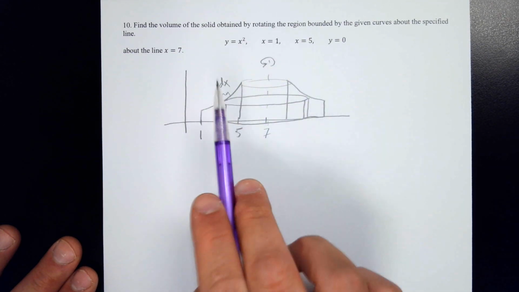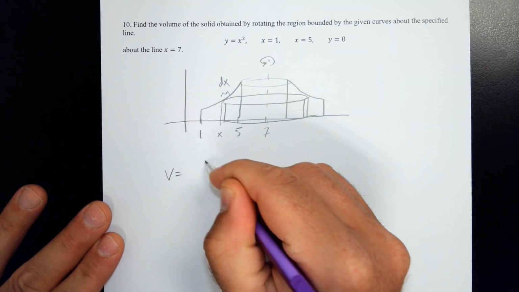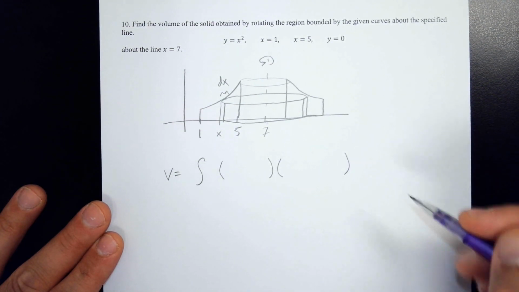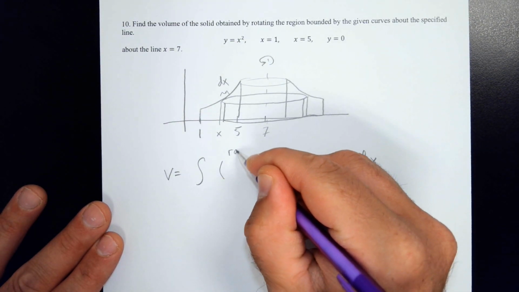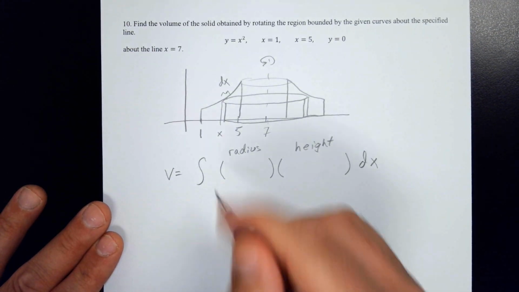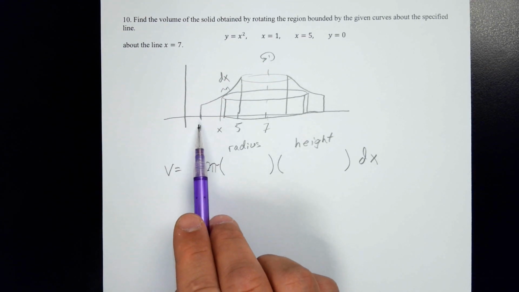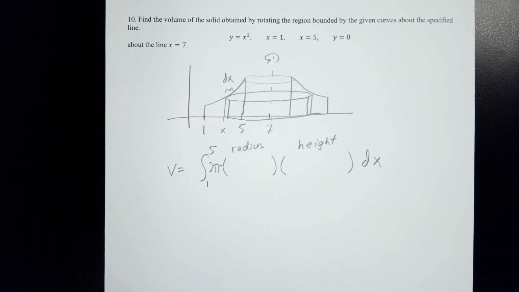But here I'm revolving around a vertical line, like the y-axis, or x equals 7, so I have a dx. So the volume should be the integral of the radius times the height with respect to x. So I need the radius and the height. And then the constant I should have is 2 pi. So 2 pi radius height times dx. Now this one's kind of nice because we're told x is going from 1 to 5, so we already have the limits of integration. X starts at 1 and goes to 5.